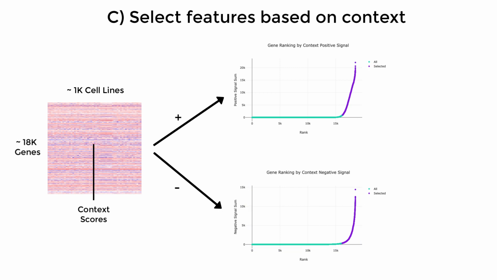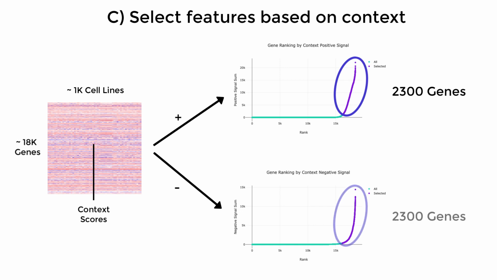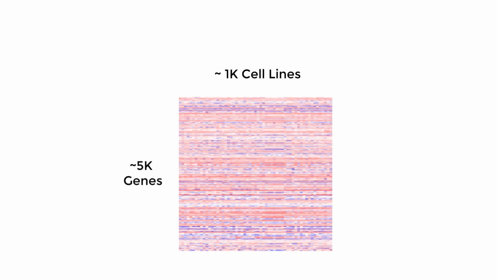Let's select genes with the most context that come after the turning point of each rank distribution, which leaves us with about 2,300 genes from positive context and the same number from negative context, for a total of about 5,600 genes. Our data matrix that we'll use for the analysis ahead will have only these genes. We call this our signal matrix.